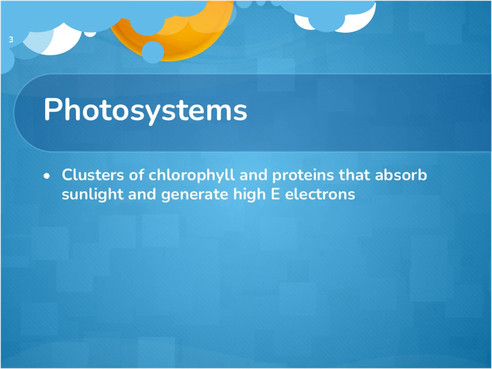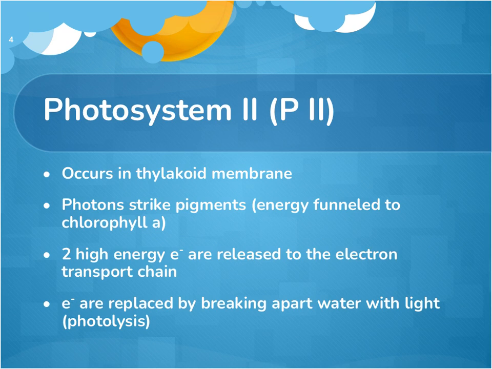So first we'll talk about what a photosystem is. A photosystem is a cluster of chlorophyll and proteins that absorb sunlight, and they generate high energy electrons. Photosystem 2 is where our journey begins. It occurs in the thylakoid membrane. Remember, thylakoids are those structures that are inside of chloroplasts.